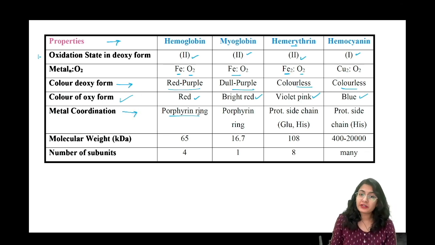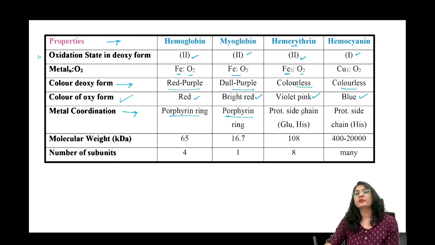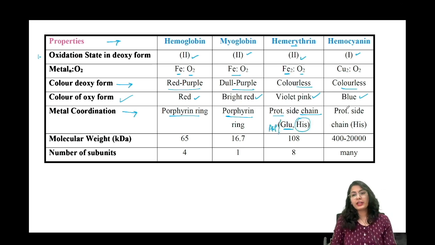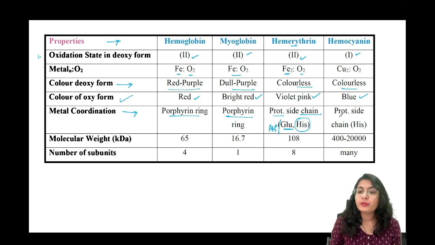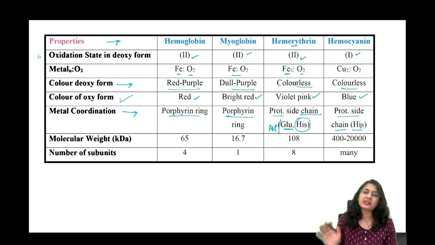Metal coordination, absolutely. Macrocyclic ligand, porphyrin ring, the same in the myoglobin. लेकिन हेमेरिथ्रिन में ऐसा नहीं होता है. Side chains, whose side chains? Glutamic acid and aspartic acids. So protein side chain, glutamic acid and aspartic acid both, as well as histidine nitrogens. Okay. Again, hemocyanin protein side chain, but here only histidine are bound.